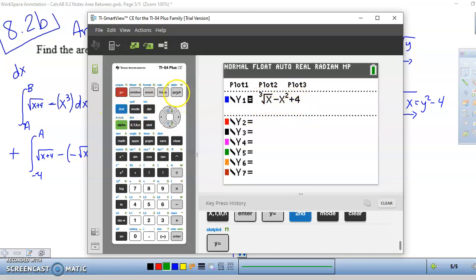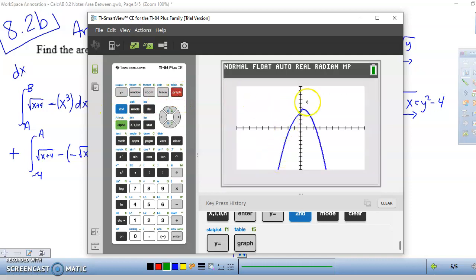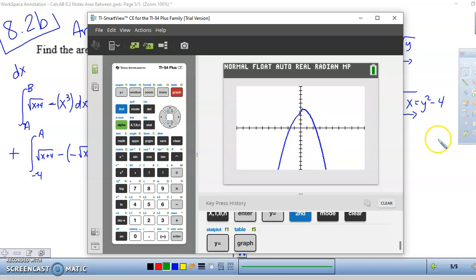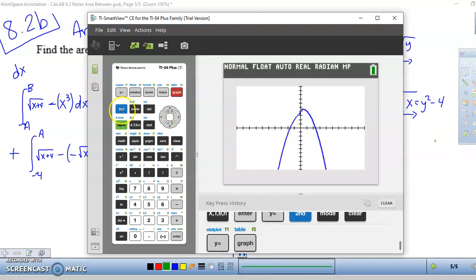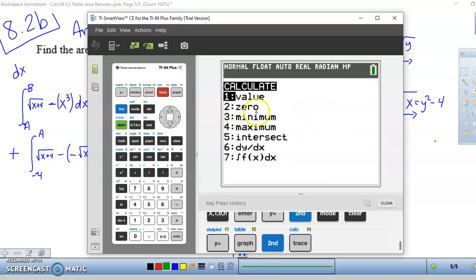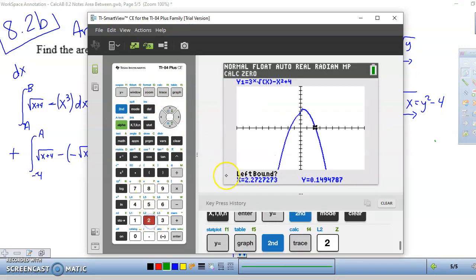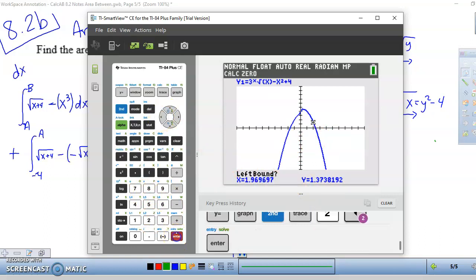All right, and I'm going to graph it. So you get this weird looking, sort of parabola looking thing. And we're going to look for the zeros. And those zeros are going to be the intersections from this graph. Okay, so for zeros, you go here, you pick option 2, you go to the left bound, enter, go to the right, enter, and then enter.